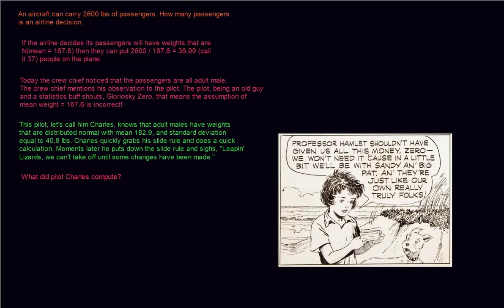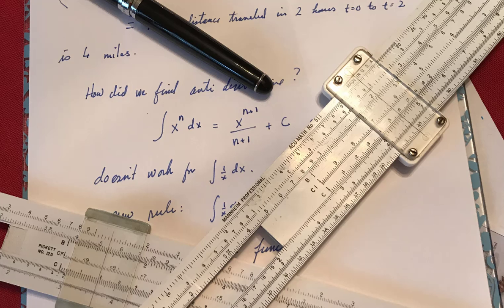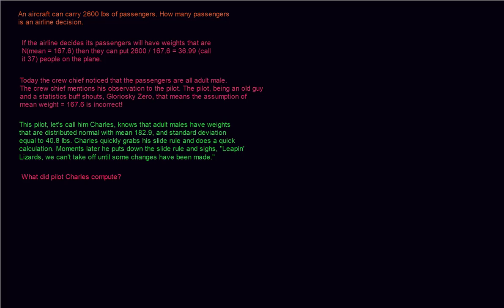This pilot, let's call him Charles, knows that adult males have weights that are distributed normally with a mean of 182.9 pounds and a standard deviation that's equal to 40.8 pounds. Charles quickly grabs his slide rule and does a quick computation. Moments later, he puts down the slide rule and sighs. "Leaping lizards, we can't take off until some changes have been made." Now, what was it that Pilot Charles computed?